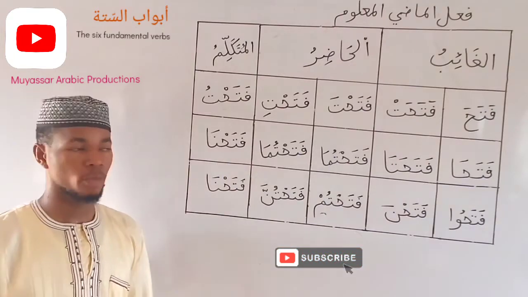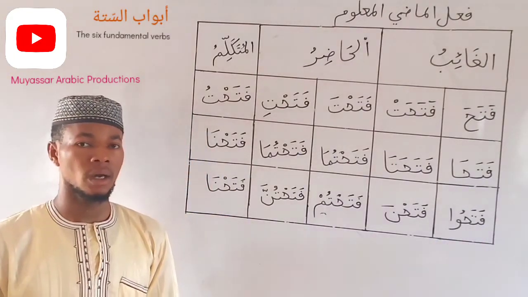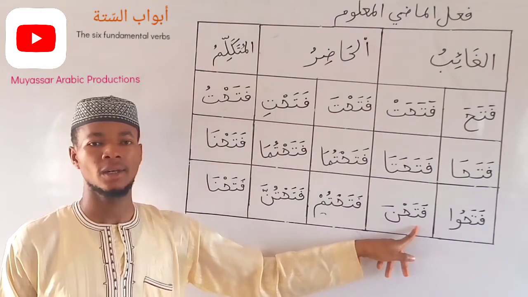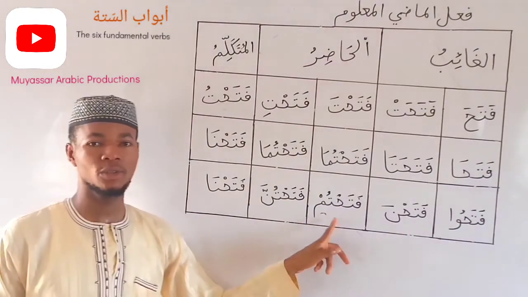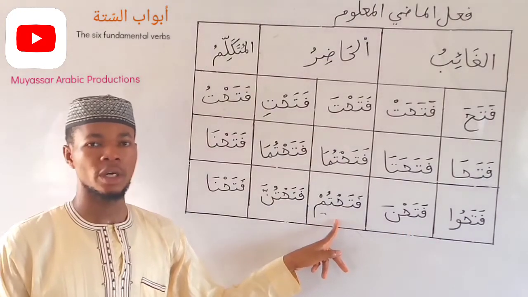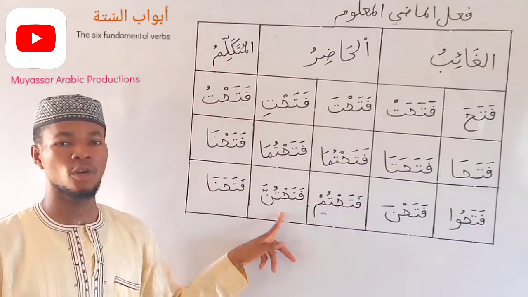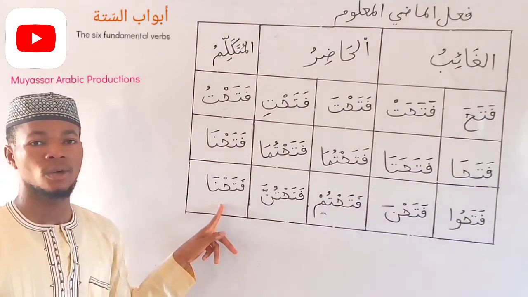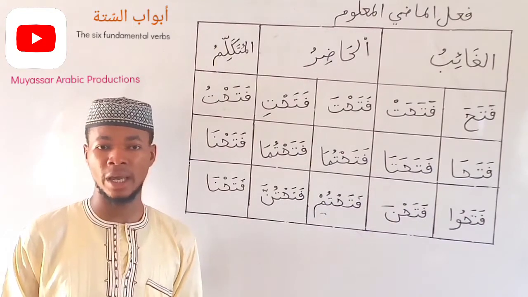Futihna, we were opened. Futihu, all of them were opened in masculine gender. Then here we have futihna, all of them were opened in feminine gender. Futihtum, all of you were opened in masculine gender. Futihtunna, meaning all of you were opened in feminine gender. Futihna, we were opened for both the masculine gender and the feminine gender.